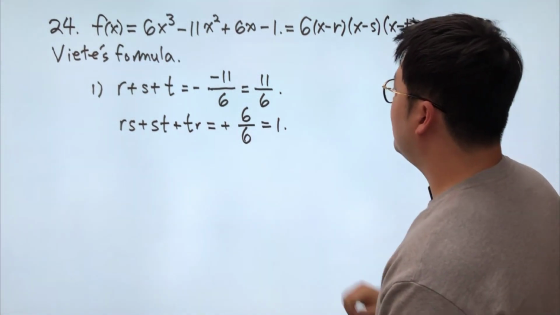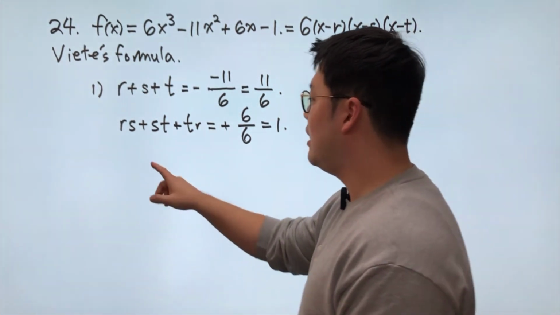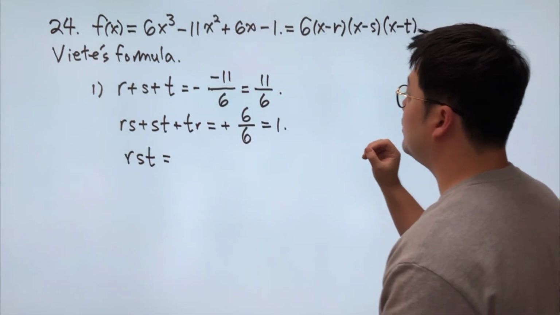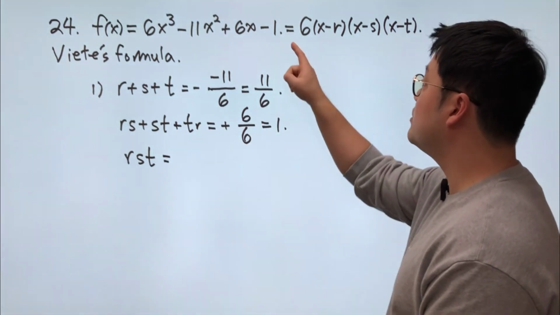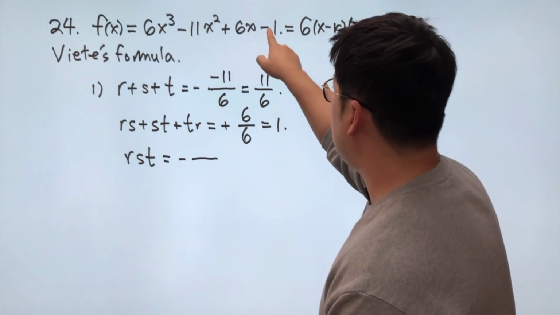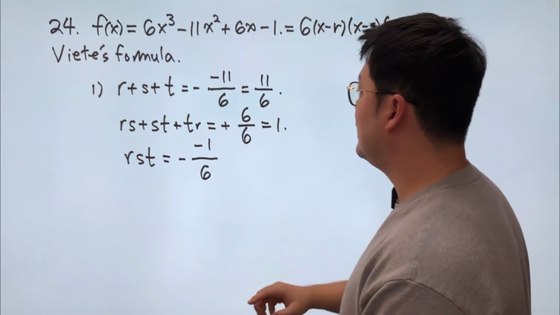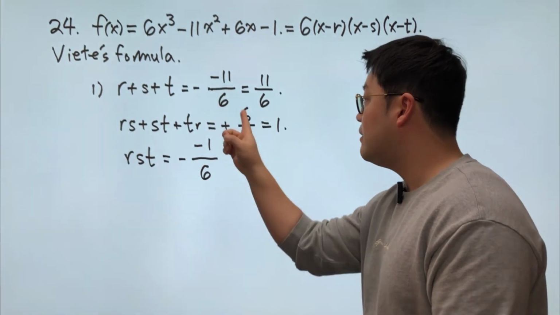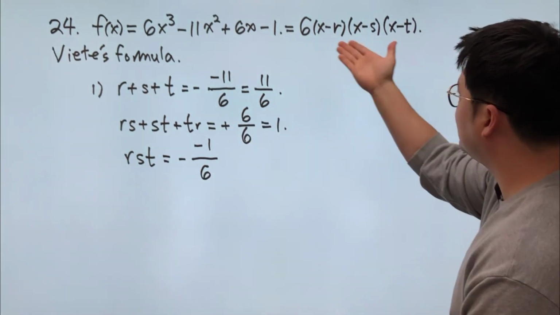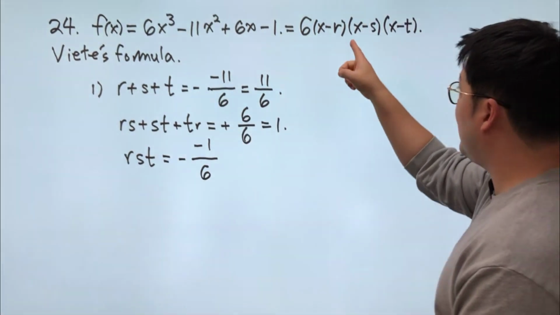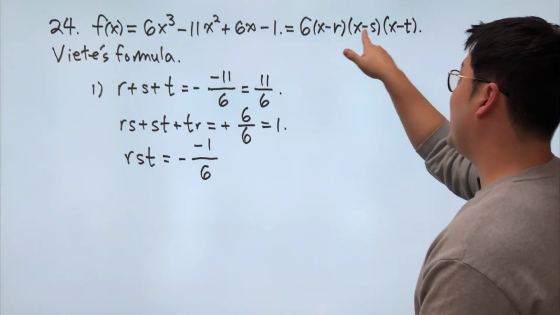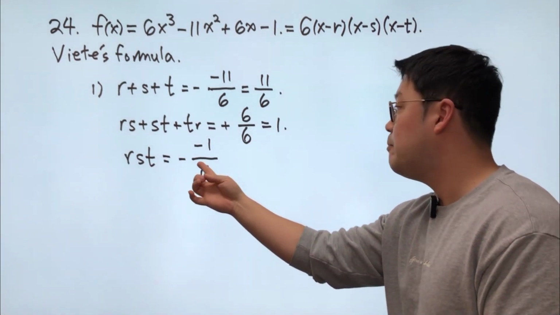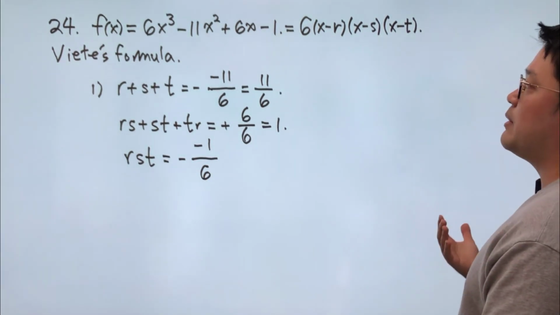All right, so we have rst remaining. The product of all these three, I would say, will be negative 1 over positive 6. So you can see that the signs are alternating: negative, positive, negative. Why? Because if we set it in this format and multiply everything out, that becomes negative rst times 6, which is equal to negative 1. So we need to divide by negative, and we end up getting the same numbers.